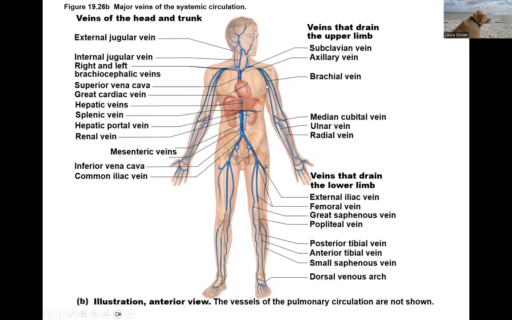Then you go from the brachial to the axillary vein, just like the arteries. We're just working backwards. The subclavian vein merges with the jugular vein to form the brachiocephalic veins, and those two veins form the superior vena cava. From the lower extremities, we're going to work our way back as well. We have the dorsal venous arch, which essentially parallels the dorsalis pedis.